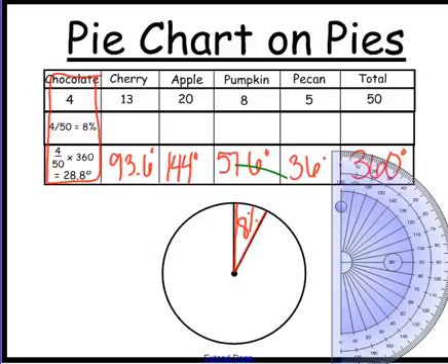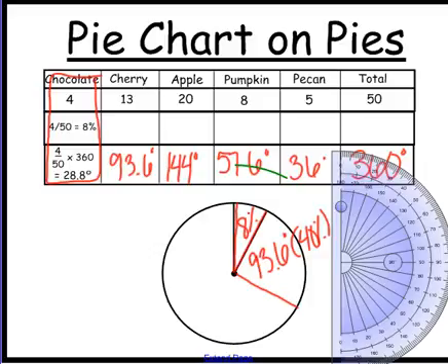Now we're going to do cherry. Cherry is just a little over 93.6 degrees. We know what a 90-degree angle looks like. We know that it has to make a right angle, so it's going to be about that much. I'll label that either cherry, or with how many degrees, or you can say that it was 40% of the circle. Either one works for me.